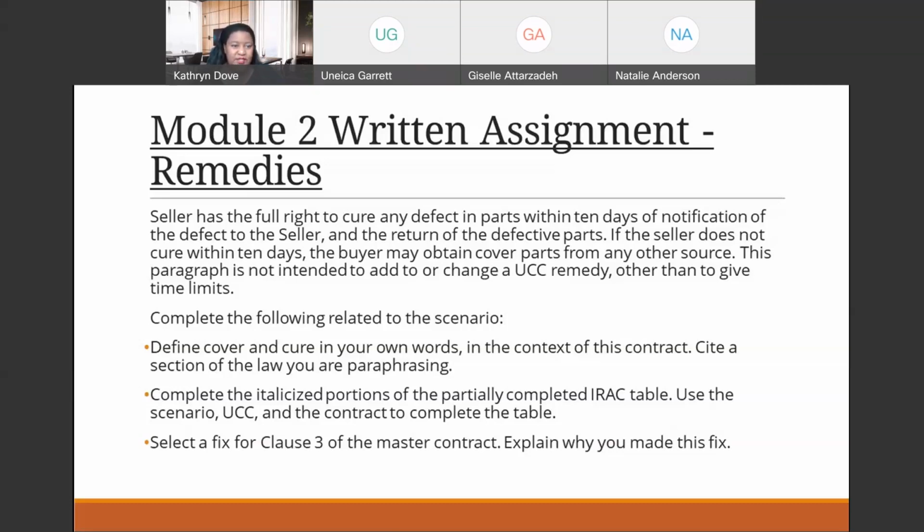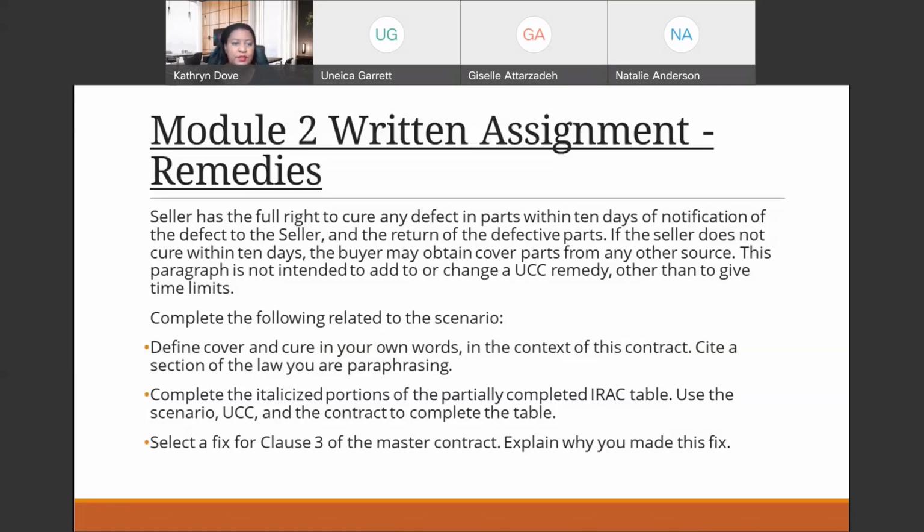So your assignment is to define cover and cure in your own words in the context of this contract. Cite a section of the law that you were paraphrasing, and that's a primary source of law. It can be the UCC provision in your state. It could be a case that is talking about the UCC. Those would be a primary source of law. Complete the italicized portions of the IRAC table. Use the scenario, the UCC, and the contract to complete the table. And then try to select a way to fix clause 3 of the master contract. Explain why you made this fix.